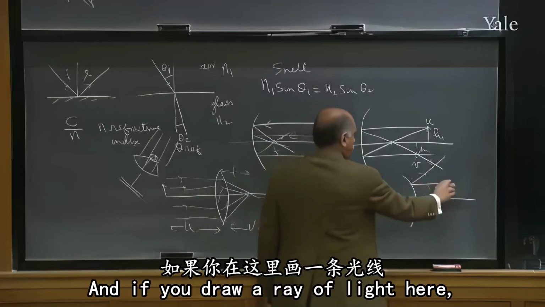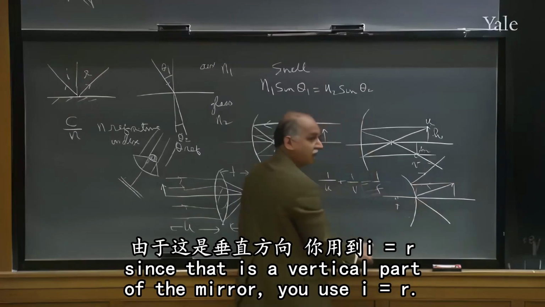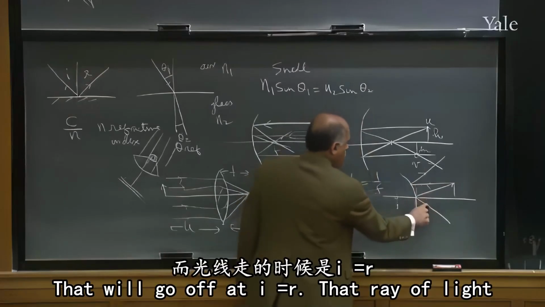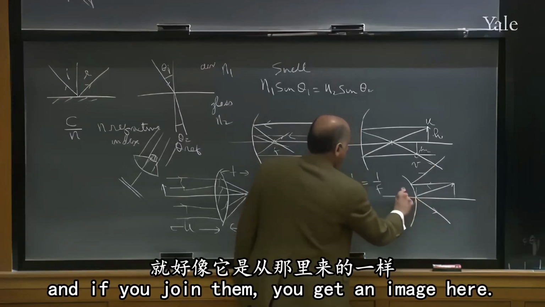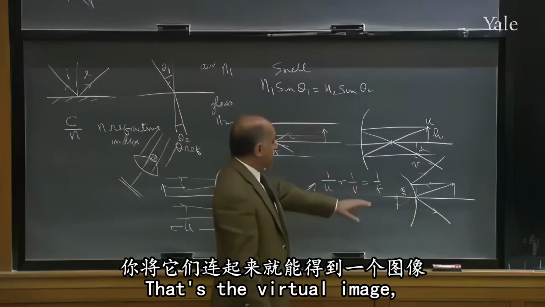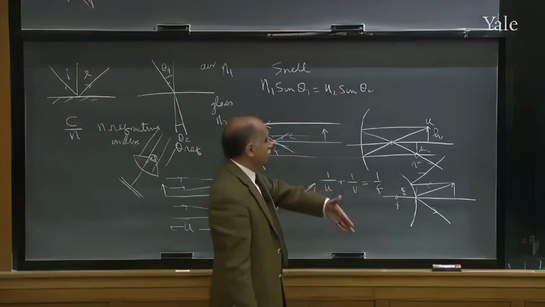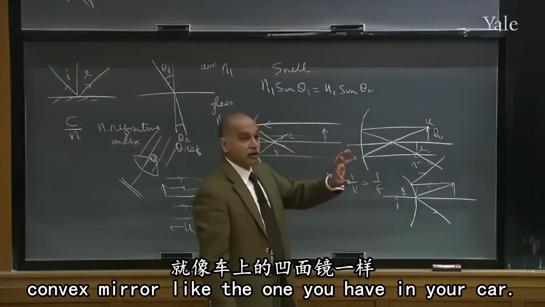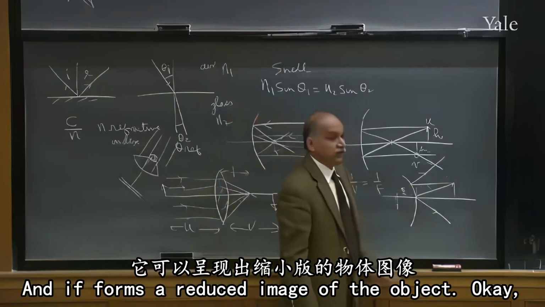And if you draw a ray of light here, since that is a vertical part of the mirror, you use I equal to R, that'll go off with I equal to R. That ray of light, when seen by a person here, will seem to come from there, and if you join them, you get an image here. That's the virtual image in the sense that this is a convex mirror, like the one you have in your car. And it forms a reduced image of the object.